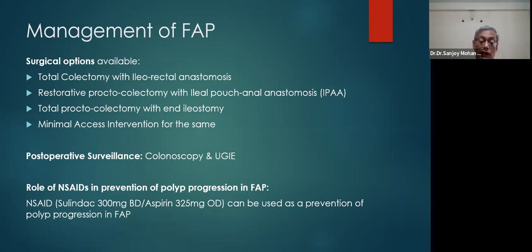So this is the new thing which is coming up. NSAIDs can be used in the prevention of polyp progression in FAP. Sulindac 300 milligram 12 hourly or aspirin 325 milligram OD can be used for the prevention of progression of the polyps.